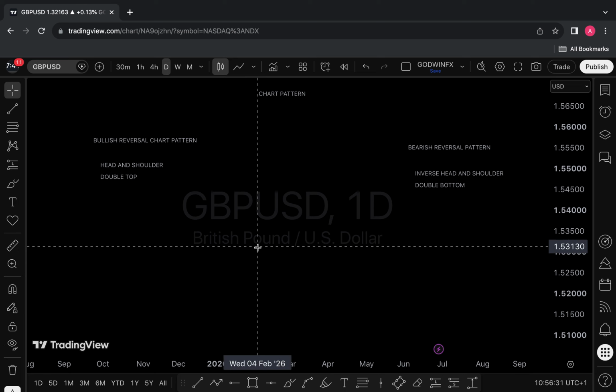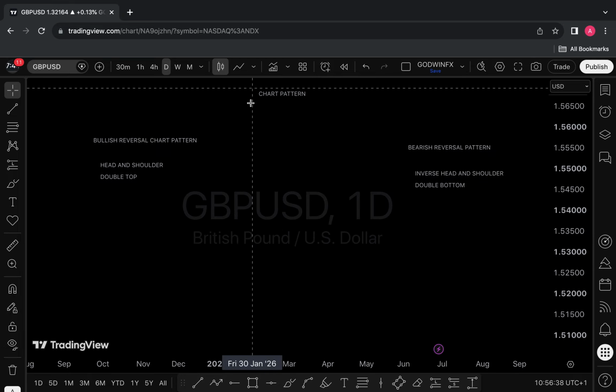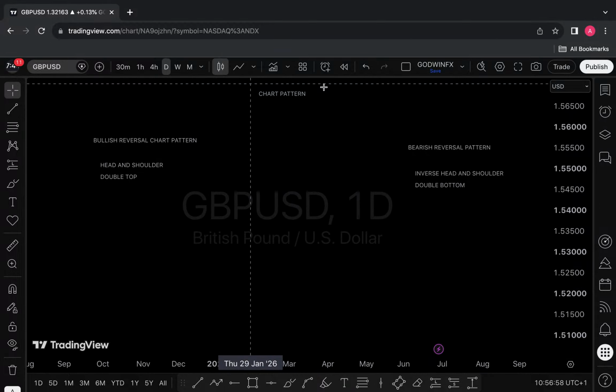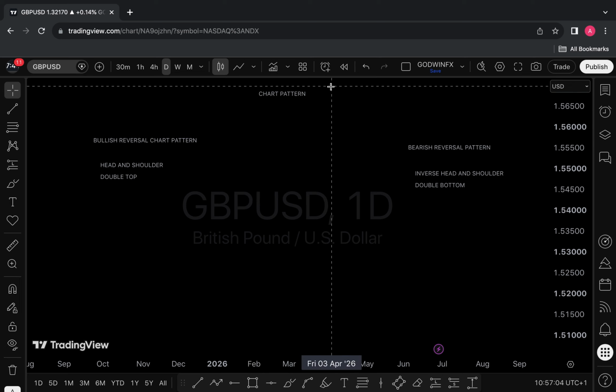Now, we want to talk about chart patterns. So what is a chart pattern? Chart patterns are patterns that are used to reverse a market trend. We have two types of trending market. We have the uptrend, which we also call the bullish trend, and we have the downtrend, which we also call the bearish trend. So a chart pattern is that particular pattern that could be used to reverse any of these trends.